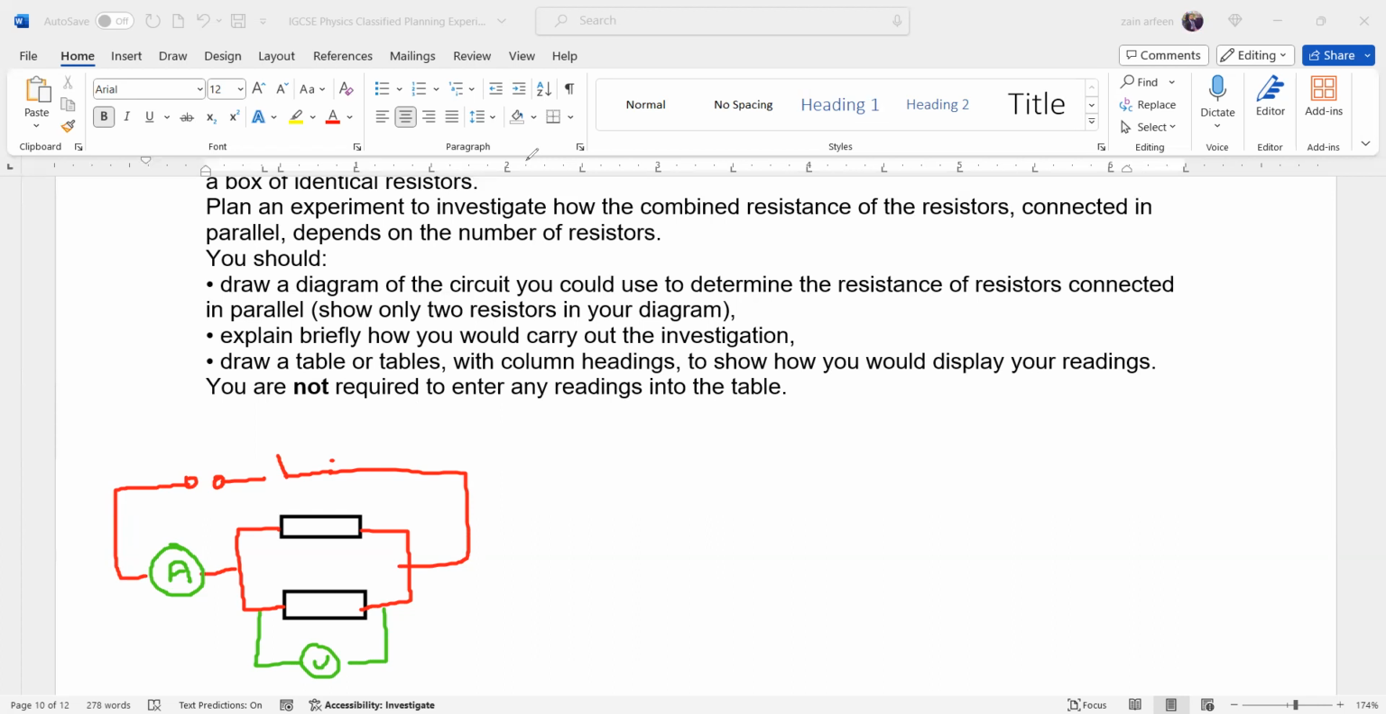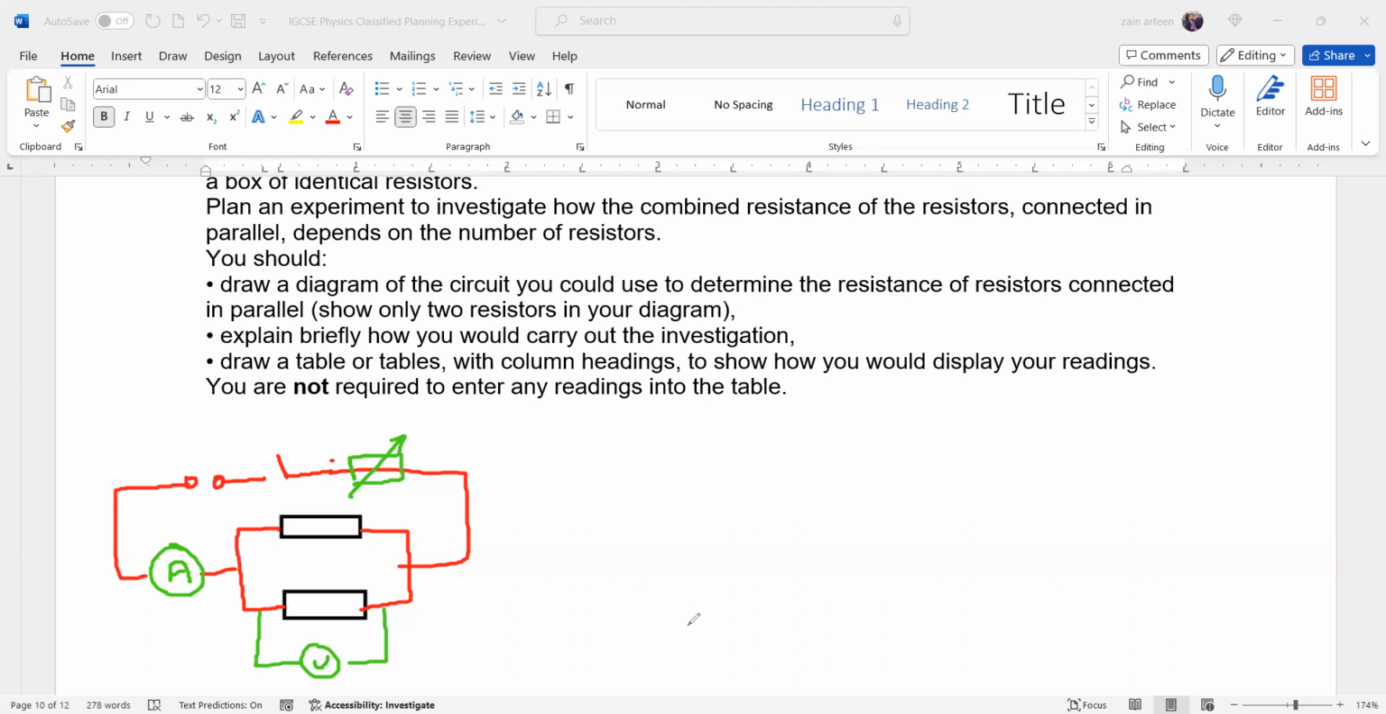So we need a component to repeat our experiment, because whenever we repeat the experiment, we can identify the anomalous results, the results which are not in the range or order. So we should always use a variable resistor. We can change the power supply, that's right as well.